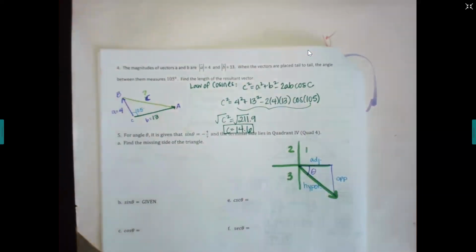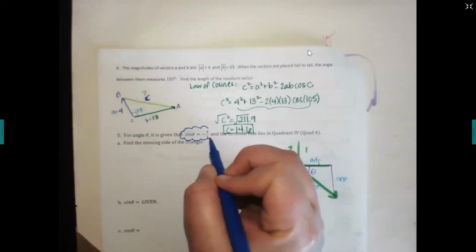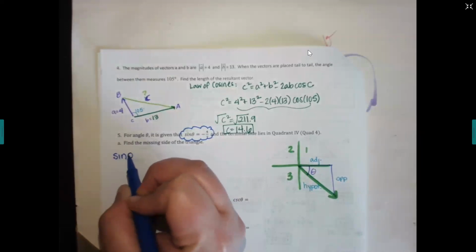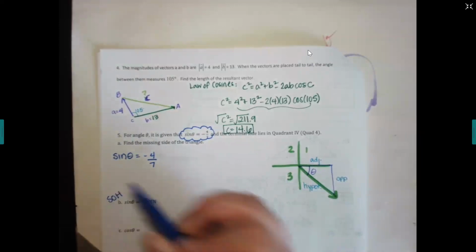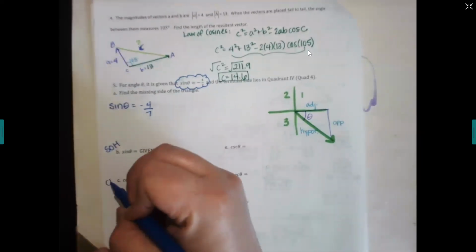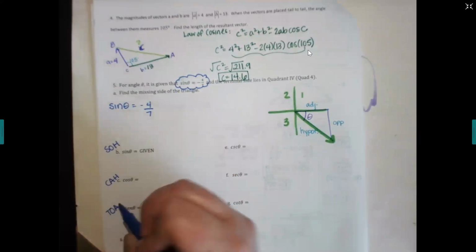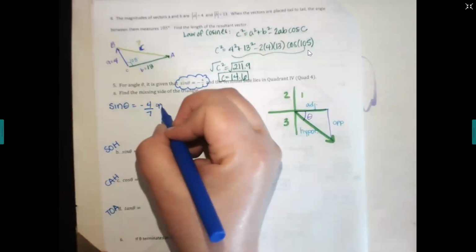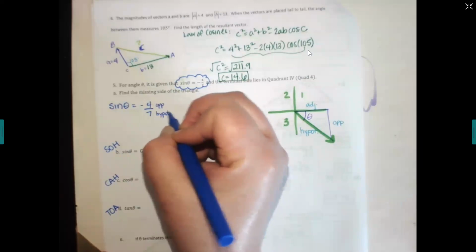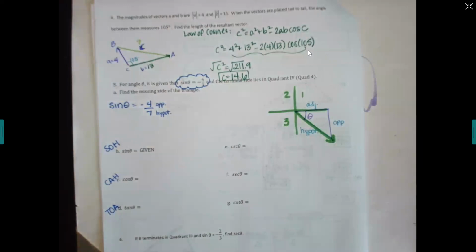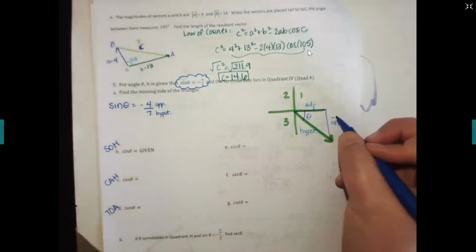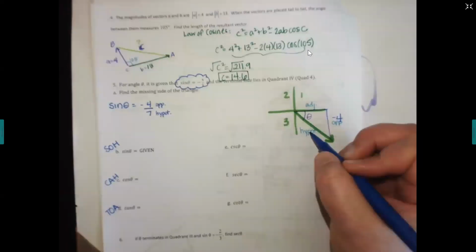Okay. And so then if they tell you that the sine of theta is -4/7, it says that right here. If the sine of theta is -4/7, well, then if you remember, it goes SOH CAH TOA. So that means that this is the opposite and this is the hypotenuse. Okay, because remember, it's SOH CAH TOA, but then they're telling you the sine is -4/7. Well, then my opposite is -4, and my hypotenuse is the 7.